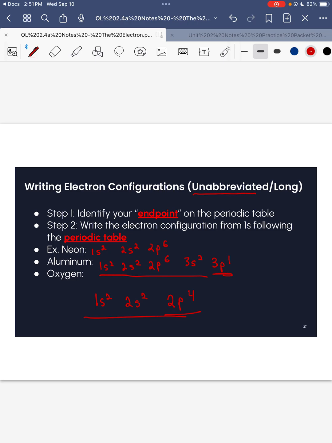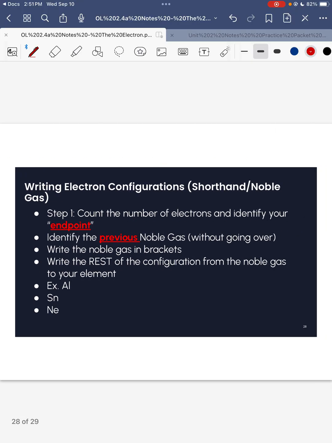Writing unabbreviated or long or full electron configurations can be a bit challenging, especially if we consider writing one for something like xenon, where we'd have to go through 1s2, 2s2, 2p6, 3s2, 3p6, so on and so forth, all the way until we got to xenon. That would take quite a while. So there is an abbreviated way to do this called the shorthand or noble gas configuration, where you count the number of electrons, identify your endpoint, but this time you identify the previous noble gas, write the noble gas in brackets, and write the rest of the configuration for your noble gas to that element.